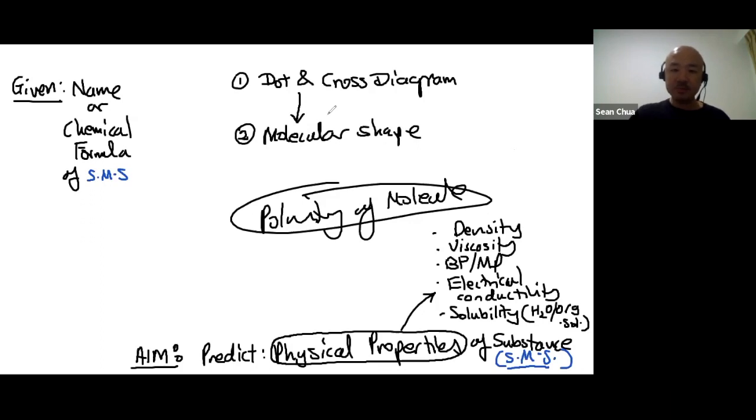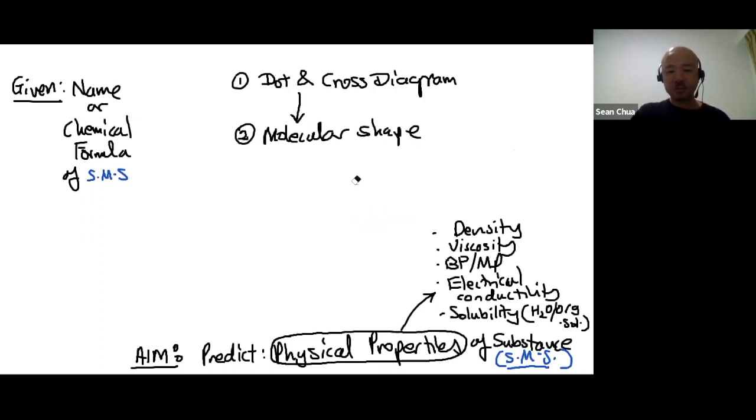Probably even before that, how can we get the shape of the molecule from the dot and cross diagram? So over here, what do we need to do? You've got the dot and cross diagram. She was telling us we need to count the bond pair, lone pair, right? But before bond pair, lone pair, remember, we need to count the number of electron pair.